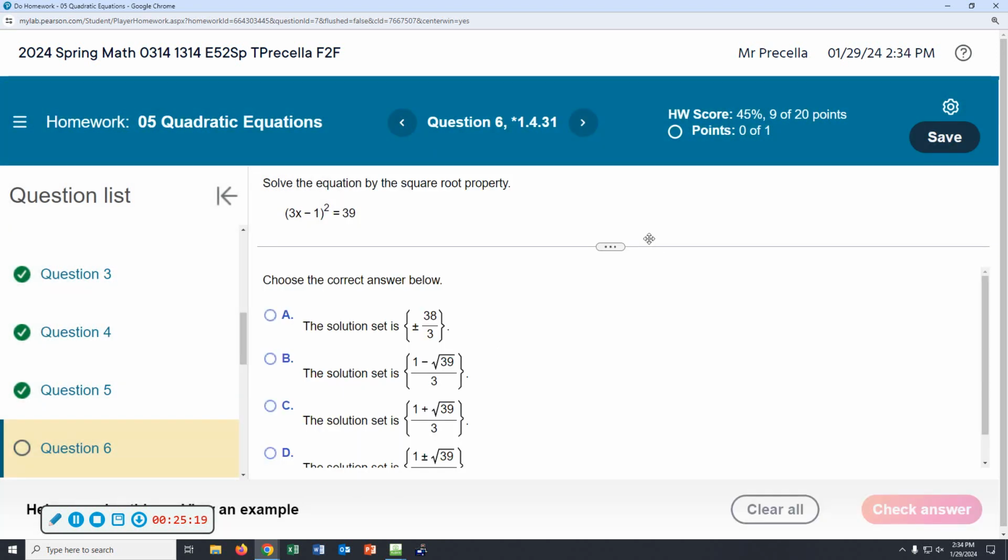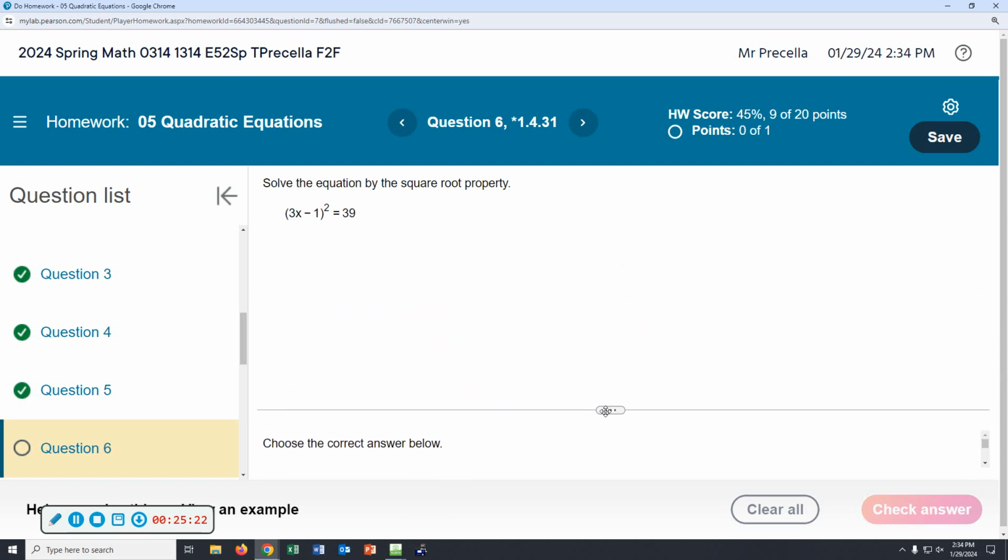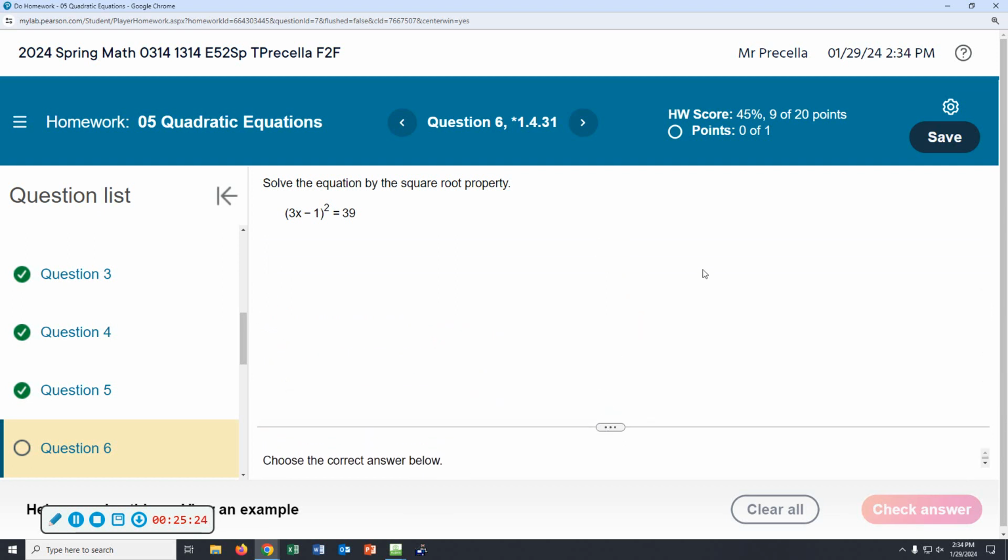Oh, look at this. It's multiple choice. We'll pretend that it's not multiple choice. I'll hide those choices. It says, solve the equation by the square root property. Oh, wow. You might be thinking, wait a minute, this doesn't look like the square root property. It doesn't look like problems 4 and 5, does it? 3x minus 1 all squared equals 39.